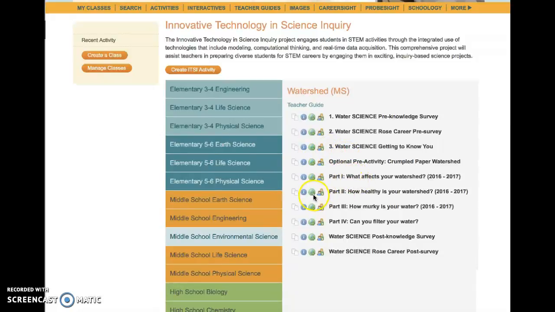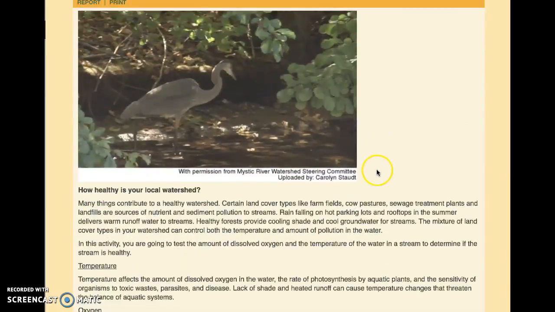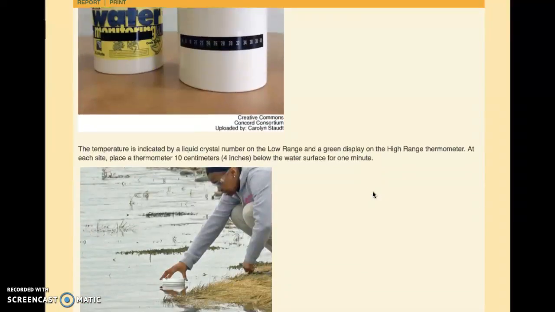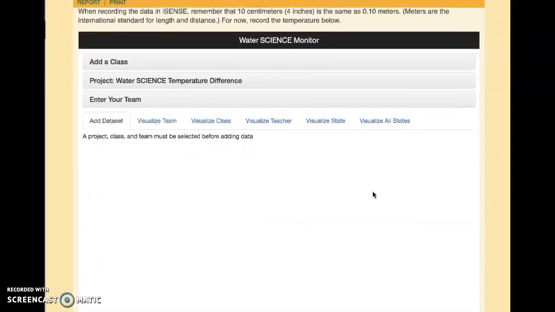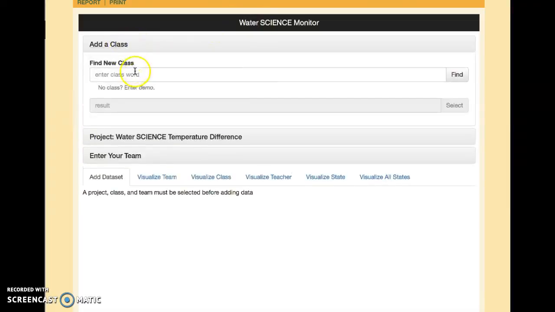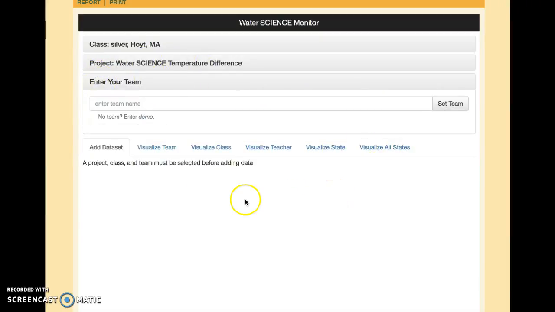We'll start with part 2, how healthy is your watershed? So if you scroll down in part 2, you will see the first time that the students have entered data into the water science monitor. Let's take a sample class that I know is in Massachusetts. This is a class that actually has a good amount of data to look at. Let's select them. I actually don't know a team name, so I'm not going to enter anything.